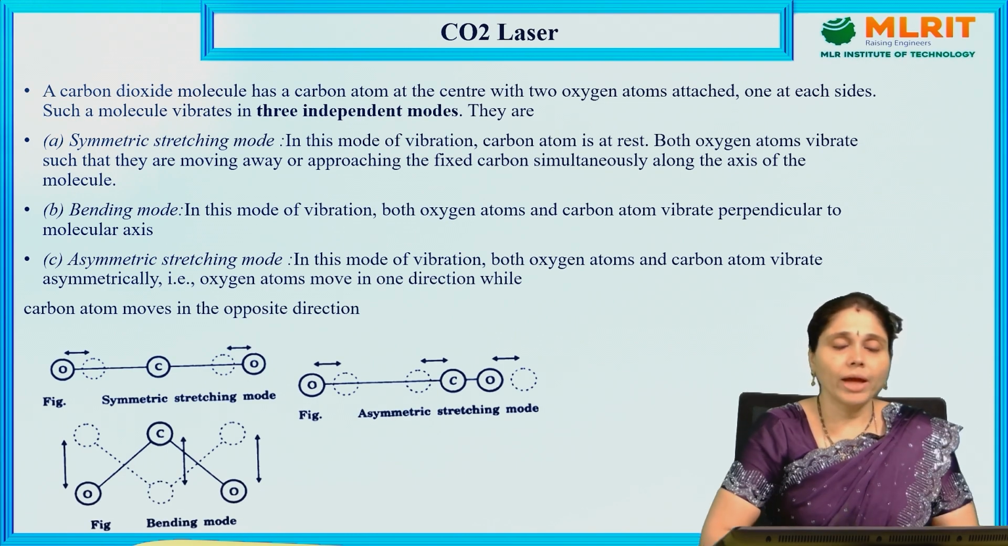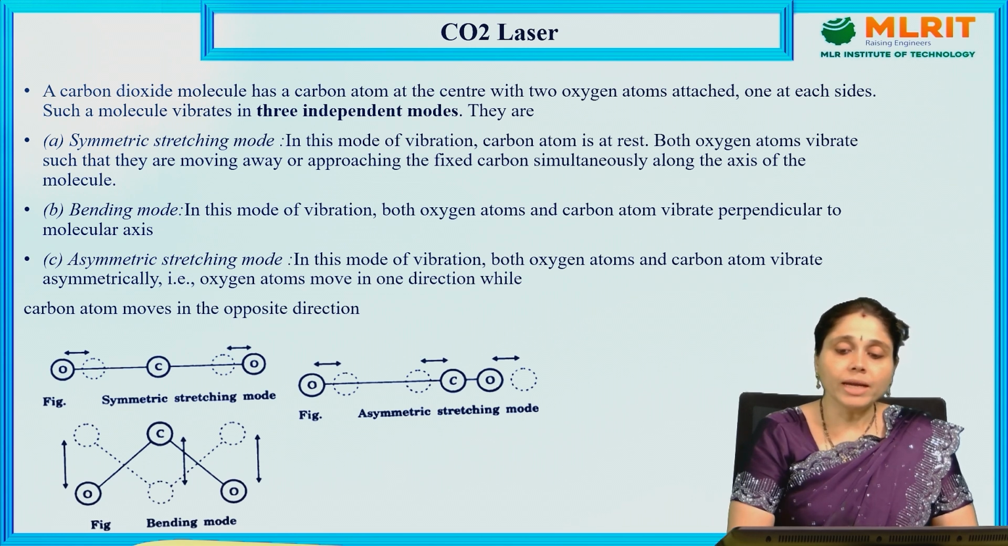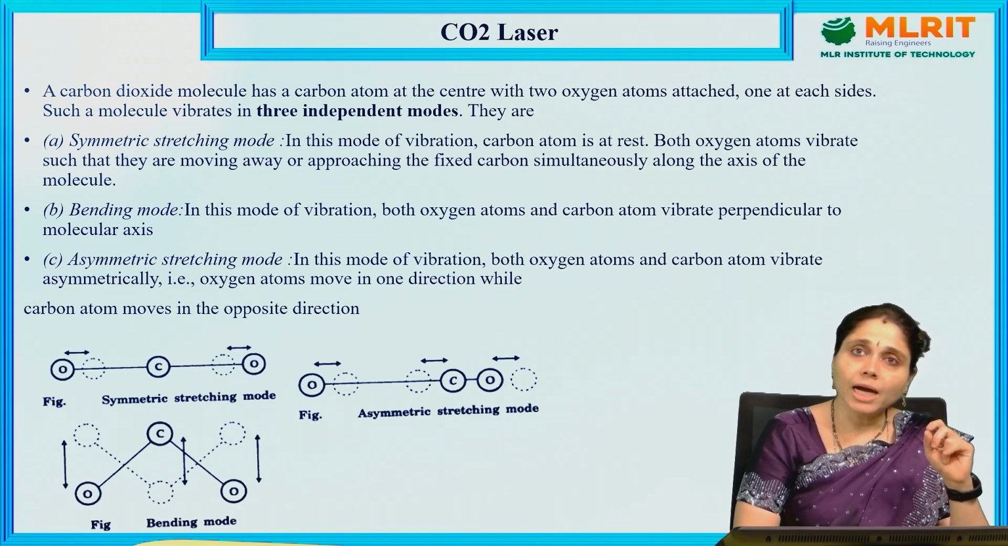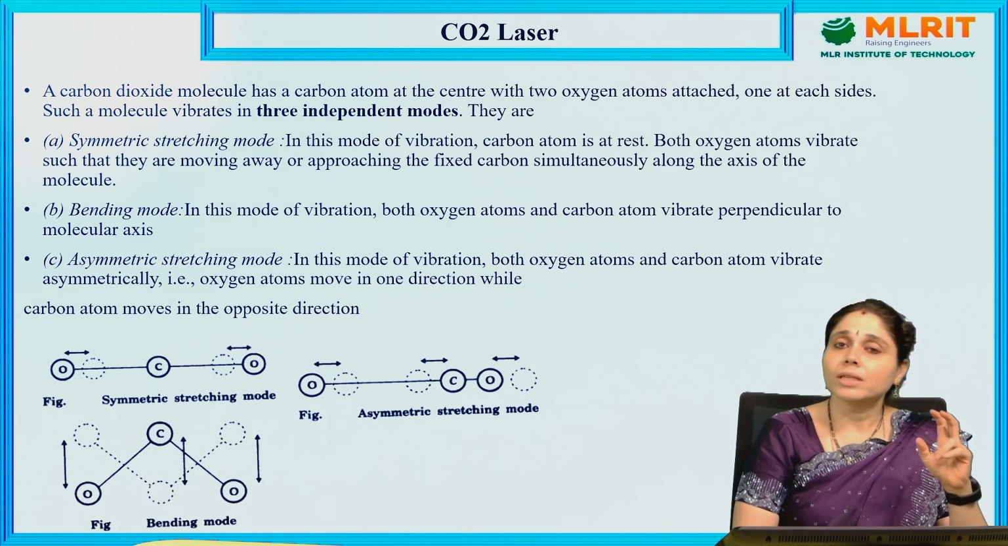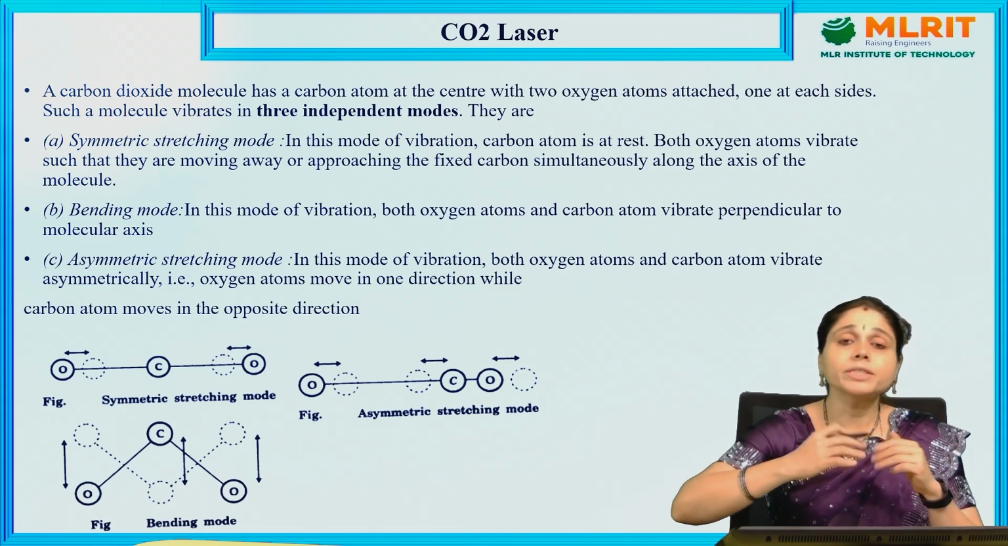Now we are going to have the CO2 laser, the carbon dioxide laser, which comes as a gas laser system that uses the 4-level scheme. A carbon dioxide molecule has a carbon atom at the center with 2 oxygen atoms attached to the carbon atom, one at each side. Such a molecule vibrates in 3 independent modes of vibration. Here we are supposed to see the modes of vibration for the CO2 laser. When the mode of vibration changes, the rate of transition also changes.